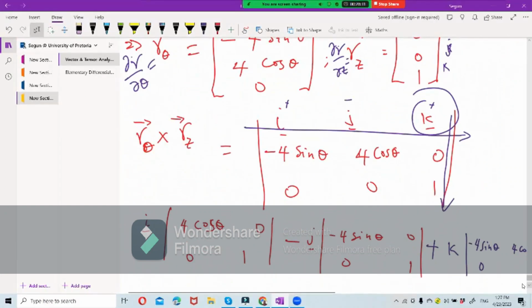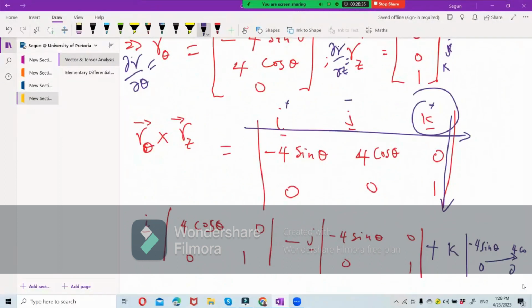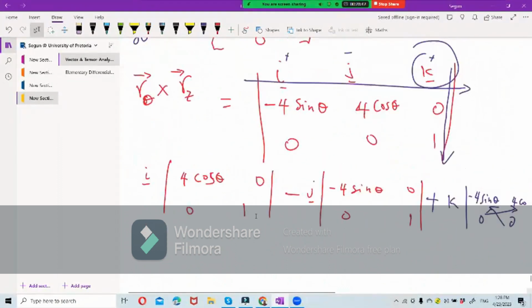So 4 cos theta is 0. Remember, when you cross multiply here, this will be 0. This will also be 0. So you don't even need the last column in this case.